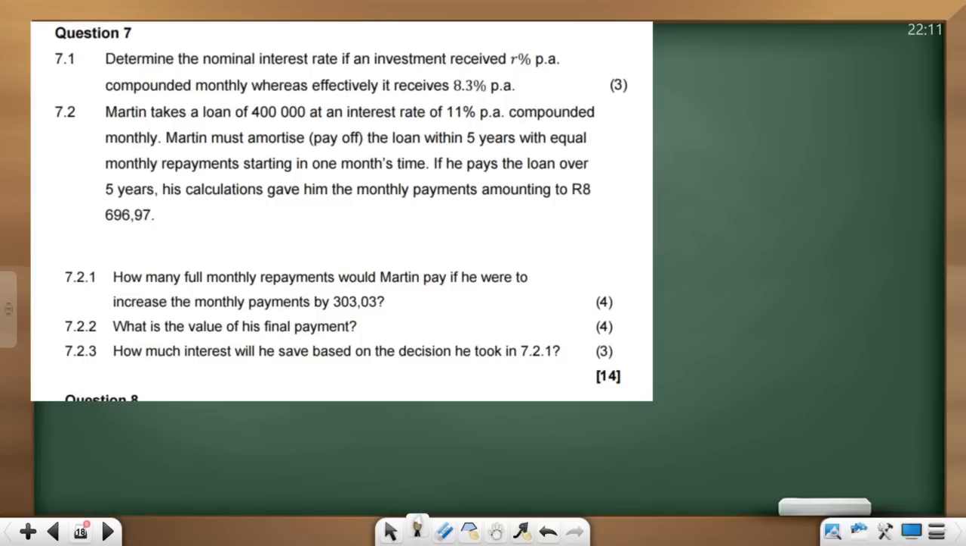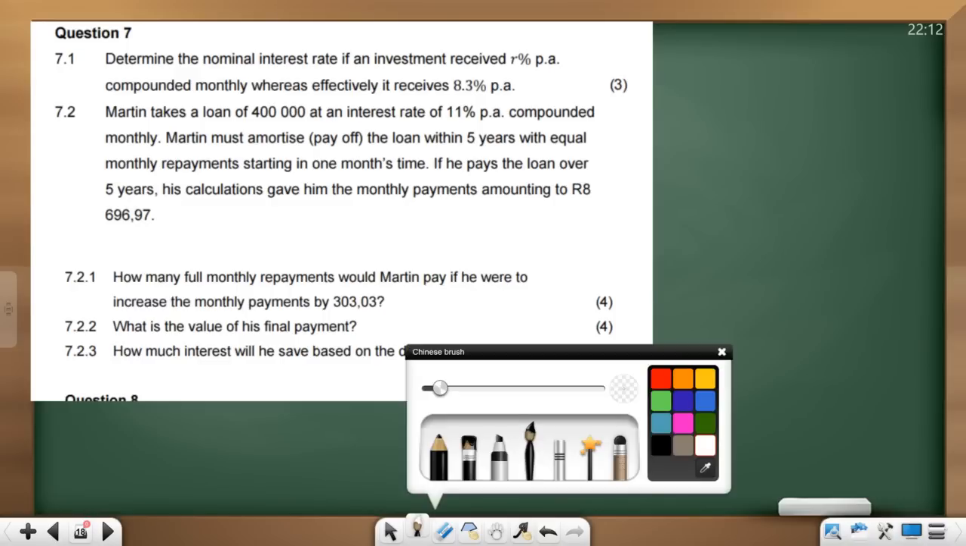All right, now if I look at 7.2, Martin takes a loan of 400,000 at an interest rate of 11% per annum compounded monthly. Martin must amortize, which is to pay off the loan within 5 years, with equal monthly repayments starting in 1 month's time, which is normal. If he pays the loan over 5 years, his calculation gives him the monthly payment of 8,696.97. Now, how many full monthly repayments would Martin pay if he were to increase the monthly payments by 303?